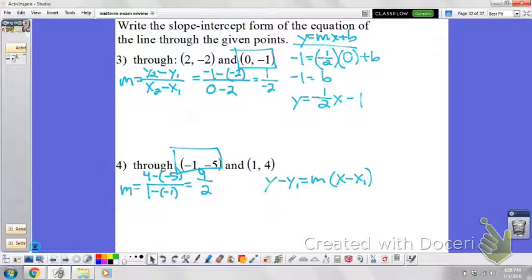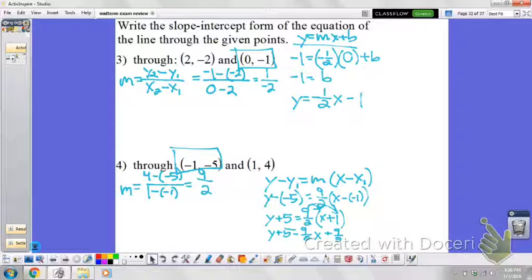So y minus y1, so y minus negative 5, will be equal to my slope, 9/2, times x minus negative 1. We'll go ahead and do some simplifying. So I have y plus 5 is equal to 9 halves times the quantity x plus 1. I'm going to have to distribute that 9 halves. So I have y plus 5 is equal to 9 halves x plus 9 halves. And my last step is to subtract 5 from both sides. And I get y is equal to 9 halves x, then 9 halves minus 5 is negative 1 half. So my final equation is y equals 9 halves x minus 1 half.